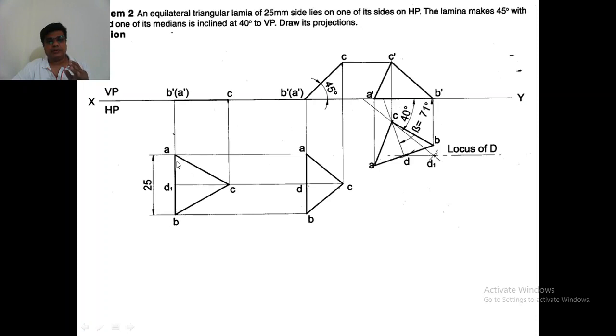When it's lying on the edge or side, that side should come on the left hand side and it should be vertical to the XY line. If it is on HP, it should come on the top view. It should be on the HP only. Then the lamina is making 45 degree with HP. So the surface is inclined to HP, so make it parallel to HP.